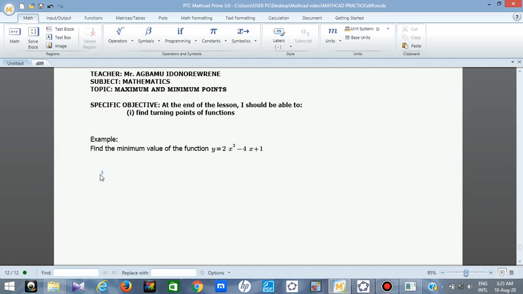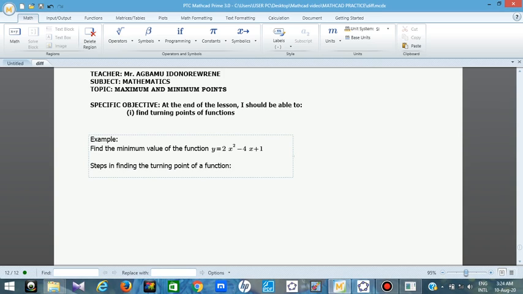Before I demonstrate this, let me just give you the steps of how you can get the minimum or maximum value of a function. Let me just put them in 3 different steps. Let's say steps in finding the turning points of a function. Okay, they are just 3 basic steps.